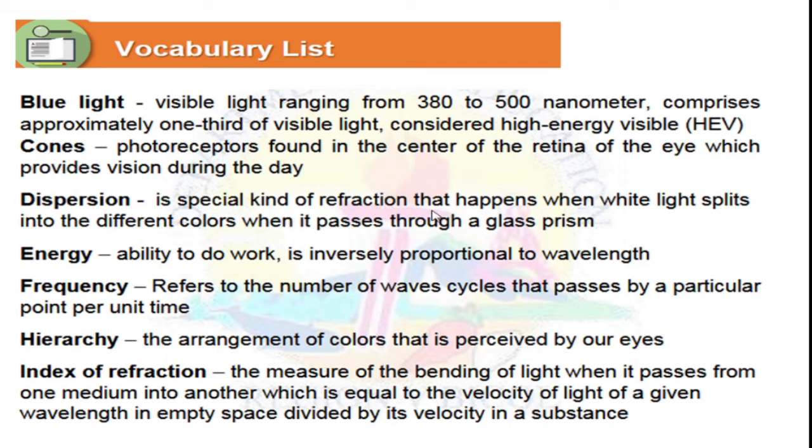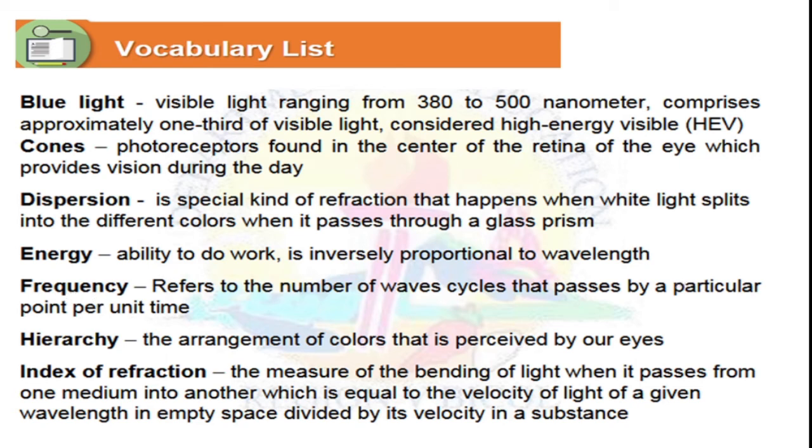Dispersion is a special kind of refraction that happens when white light splits into the different colors when it passes through a glass prism. Yan po yung dispersion. Yung mga, di ba, nakita natin red to violet. Nangyayari po ang dispersion kapag tumawid po sa prism or glass prism. Energy, the ability to do work, is inversely proportional to wavelength. Frequency refers to the number of wave cycles that pass a particular point per unit time. Yan, number of waves, yan po frequency.